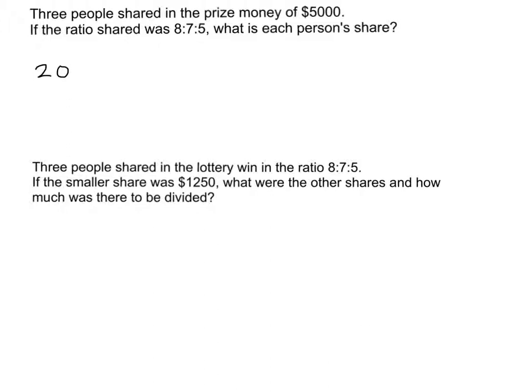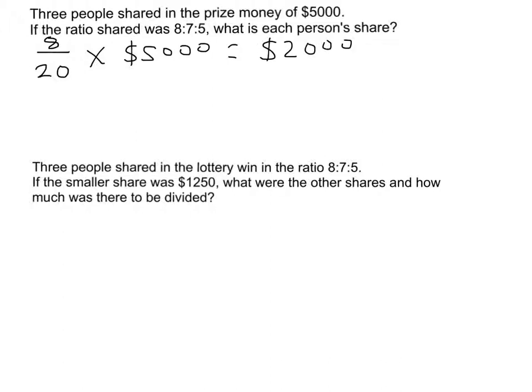And if we want to find out what each person's share was, all we have to do now is just put each part of the ratio as the numerator. So in this case, it will be 8 over 20. We multiply that by the total prize money, and then we get our calculator and we work out what is 8 divided by 20 times 5,000, and the answer is 2,000.